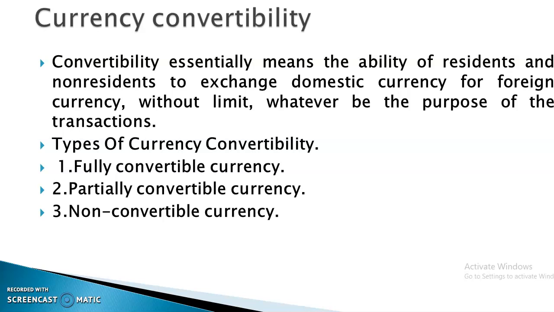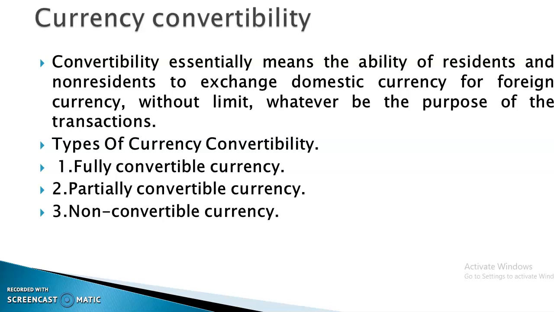And the second one is known as partially convertible currency. There are certain restrictions or limits put forward by the government on converting the domestic currency into foreign currency and foreign currency into domestic currency for doing some international transactions. That is known as partially convertible currency. And the third one is known as non-convertible currency. The currencies which are completely blocked in the foreign exchange market but traded in the domestic market, such kind of currencies are known as blocked currencies and non-convertible currencies.